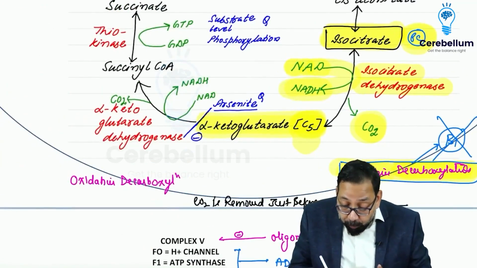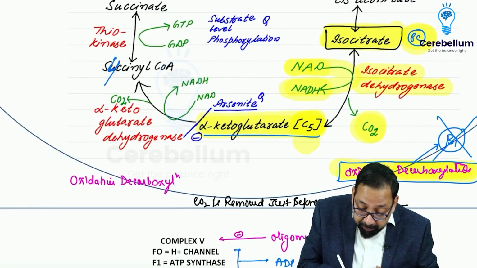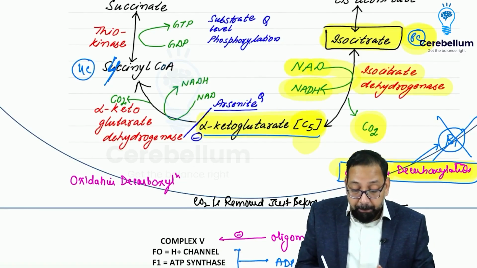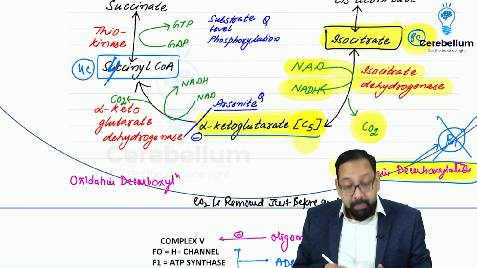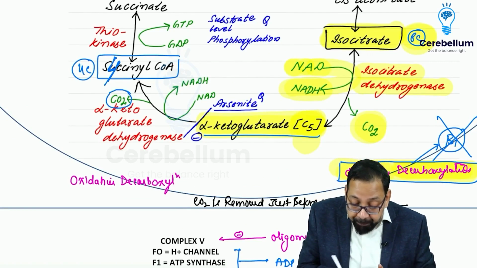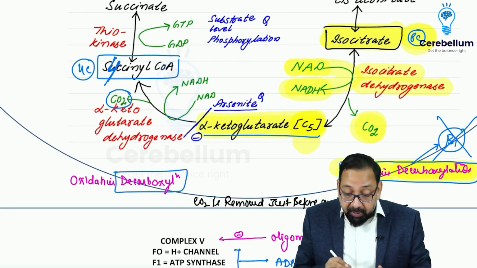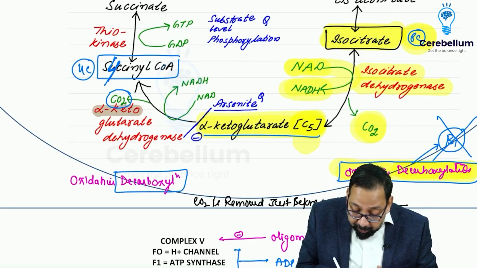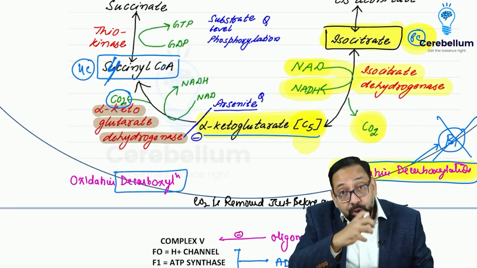Now alpha ketoglutarate having 5 carbon is converted to succinyl coenzyme A, having 4 carbon. So a 5 carbon compound is converted to a 4 carbon compound, succinyl coenzyme A. So 1 carbon is removed. Removal of carbon dioxide is called decarboxylation. And the name of the enzyme is alpha ketoglutarate dehydrogenase. Dehydrogenase means removal of hydrogen.